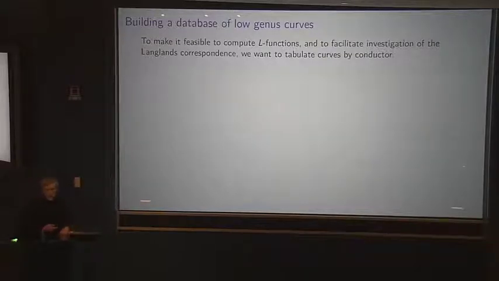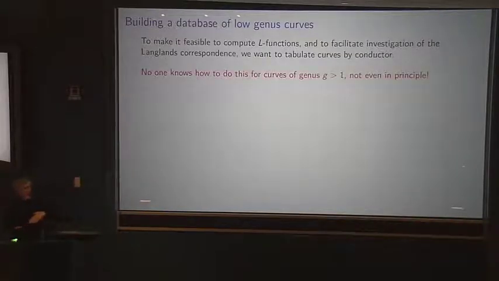Unfortunately, we don't know how to do this for curves of any genus greater than 1, not even in principle. There are really two very difficult problems here. The first is that with elliptic curves, there is a standard construction, called the Eichler-Shimura construction, that allows you to turn a modular form into an elliptic curve. So if you can list modular forms, you can list elliptic curves, at least ones that are modular, which we now know they all are.